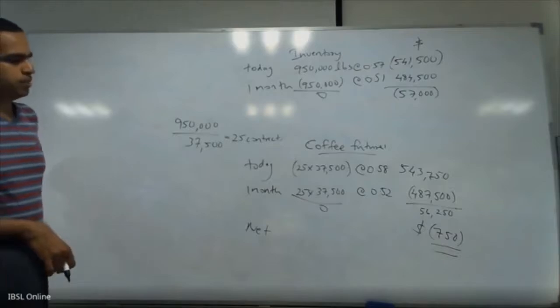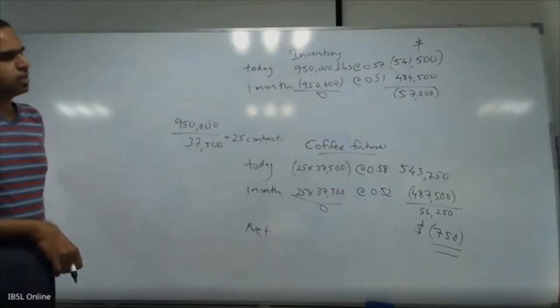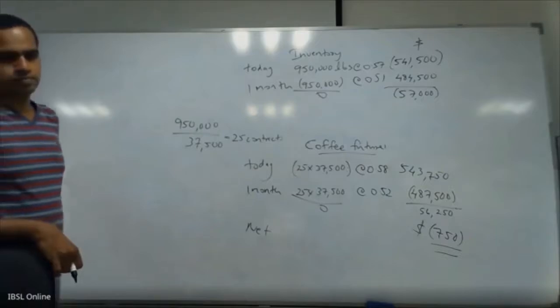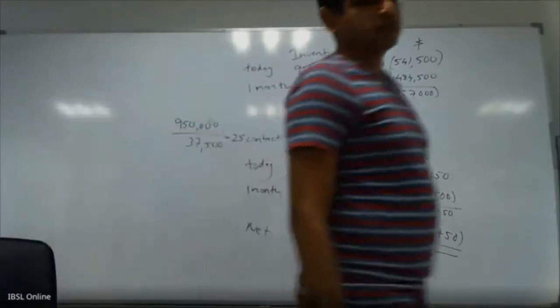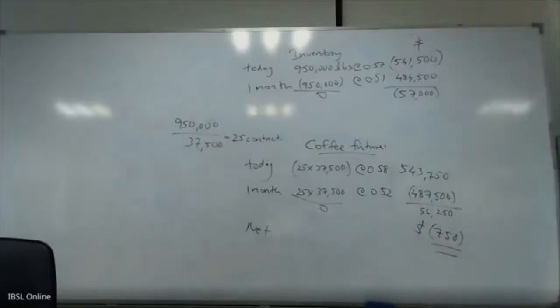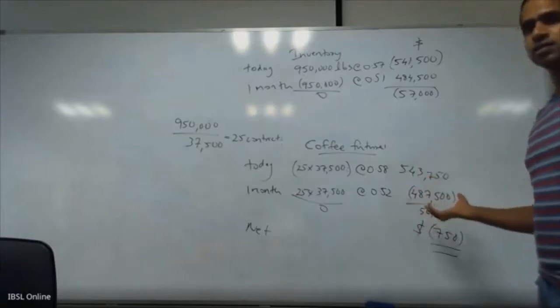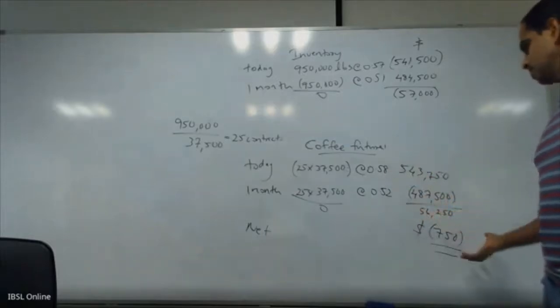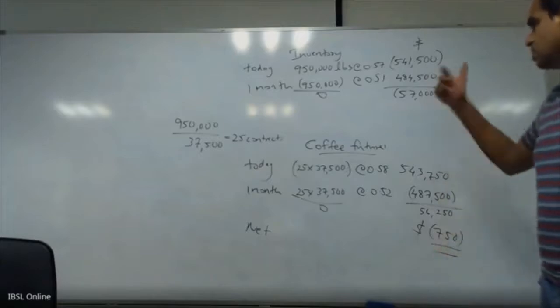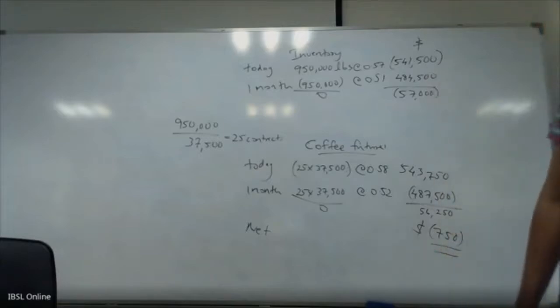Now, without this hedge, if they had not done the coffee futures, how much would they have lost? They would have lost 57,000. But now, because of the futures, they have saved 56,250 out of that. So they end up losing only $750, which is much better than losing $57,000. So they have saved some money there. Clear?